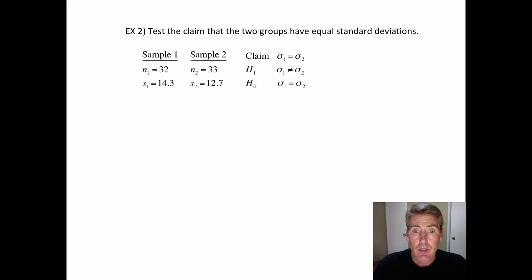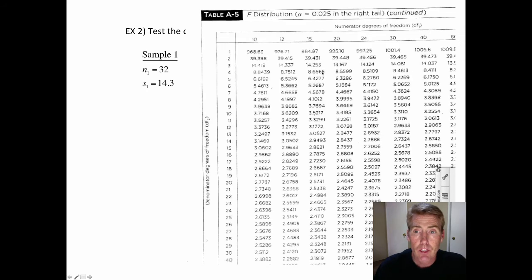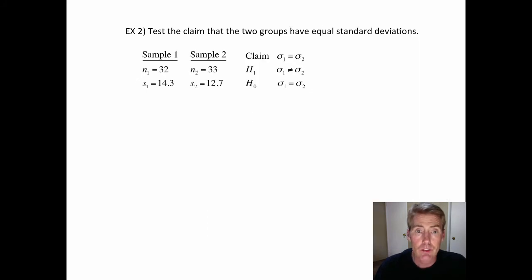The claim, H1 and H sub O, should all look familiar. This makes it a 2-tailed test, although we're not going to use the left tail. So this is going to be 0.05 that gets cut in half in the right tail and half in the left tail. That means that we're going to use in the right tail 0.025. That's the correct table to use.